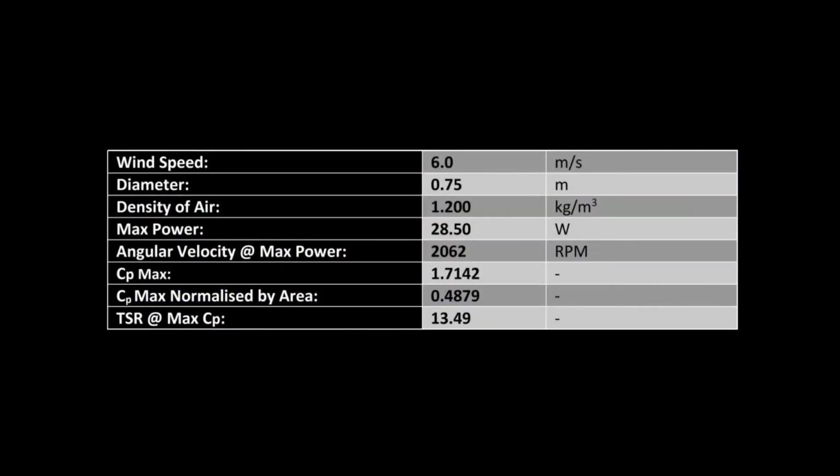As mentioned earlier, the data taken at 6 meters per second has to be considered the final values for our wind turbine, due to it failing on the way to the 8 meter per second test. However, even with just one test, the power generated was high with a good efficiency. The data recorded can be seen from the table on screen.